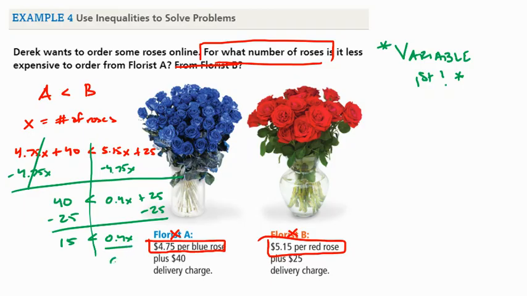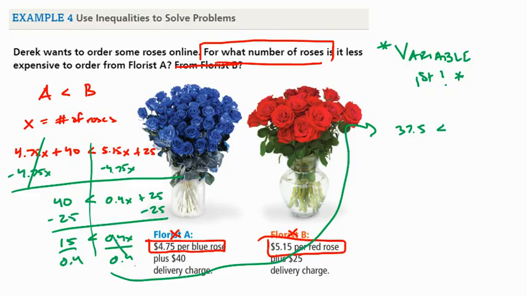And now I'm going to divide both sides by the 0.4. So 15 divided by 0.4 is 37.5, you get a decimal, is less than, and the 0.4s cancel, x. So now this is not variable first, because the variable's last. I need to make this variable first. So I need to take this entire inequality and flip it around. So watch what I do.